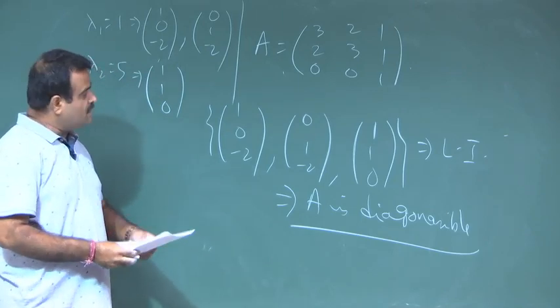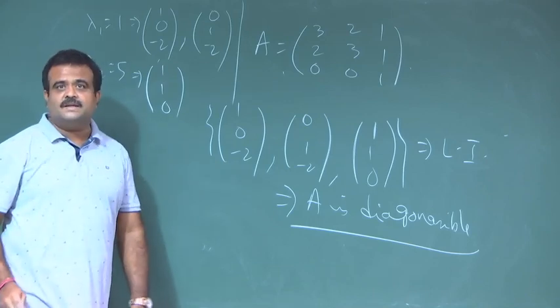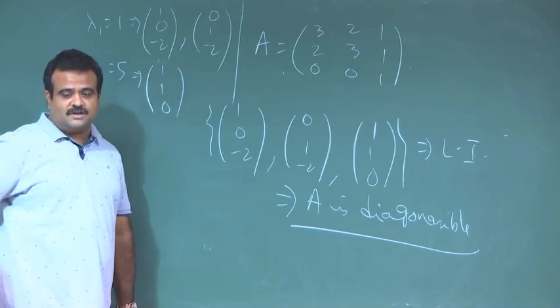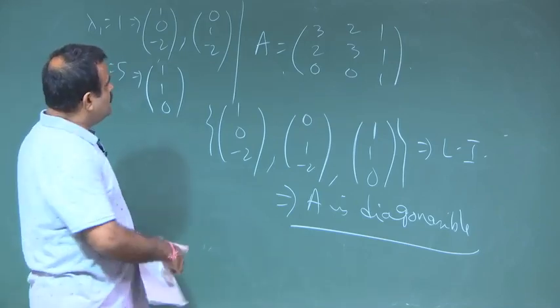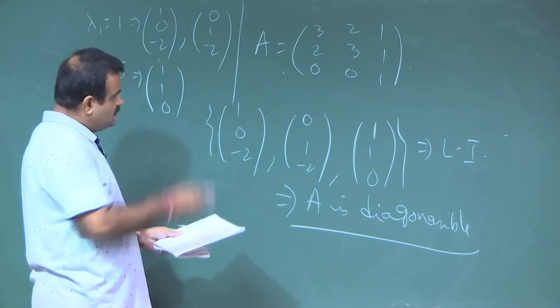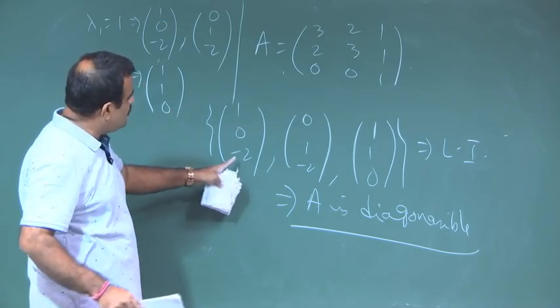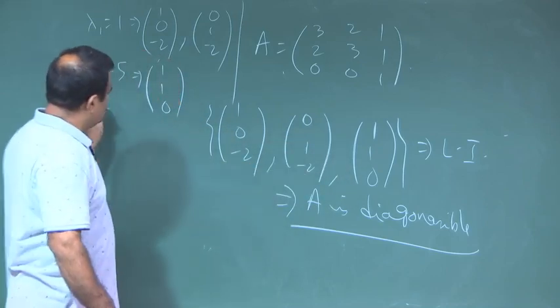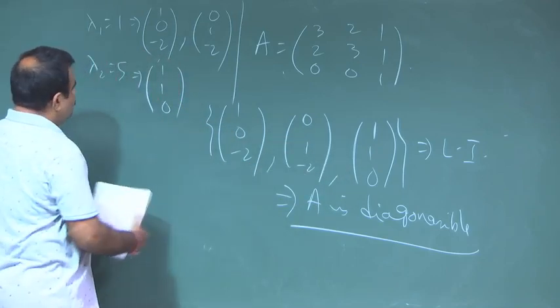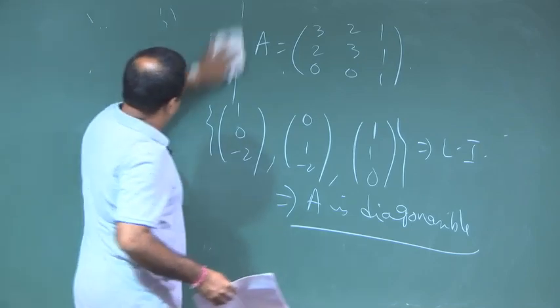So, now how to get that P? If A is diagonalizable, then it must be similar to the diagonal matrix where the eigenvalues are residing. So, for that, if you multiply P inverse A P, then we must get this diagonal element. So, P is nothing but this matrix. So, the P will be this independent matrix. So, this we can write here.